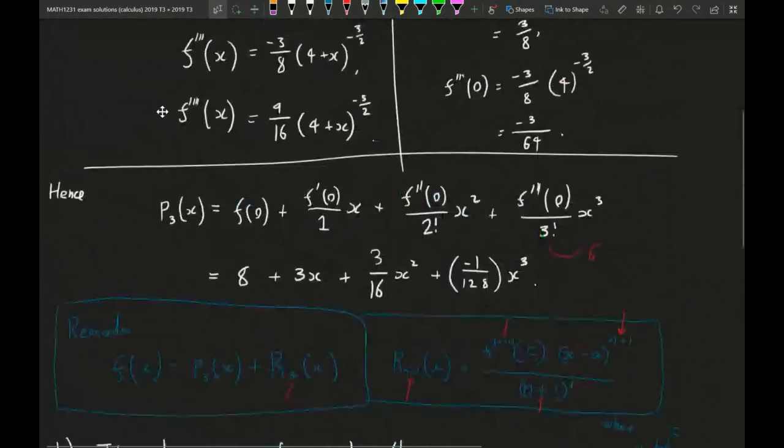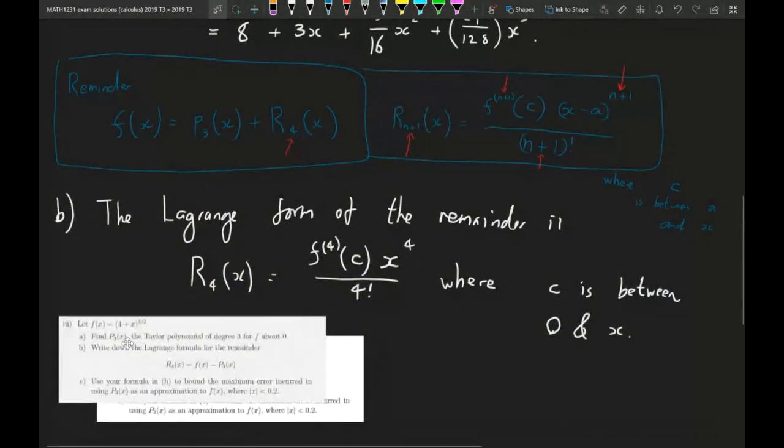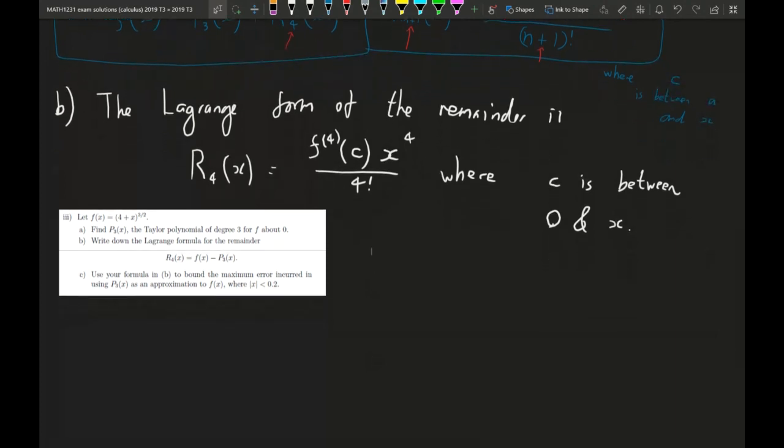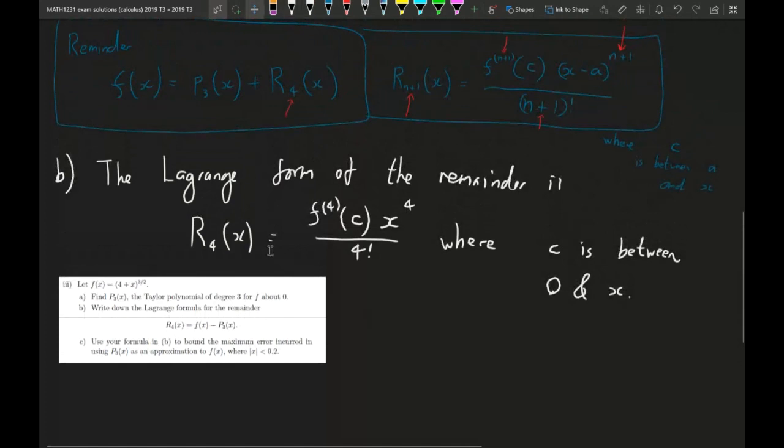All right, and if you have any questions, just drop them in the chat so I can see them. So we have part A, we have the Taylor polynomial, we have the form of the remainder, and now we want to use this to bound the maximum error in using P3 as an approximation. So we're really just asking, what is the largest? I am very silly. I never actually put in the formula for the fourth derivative.